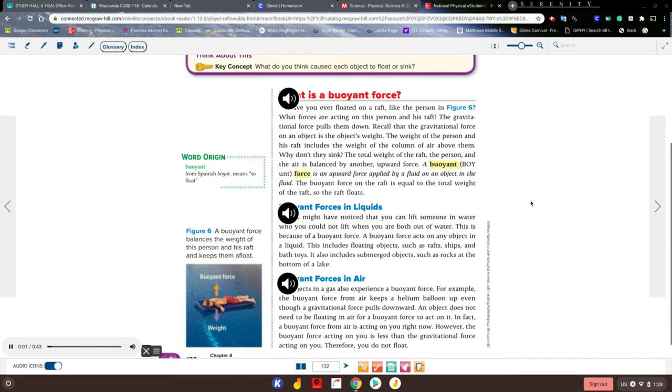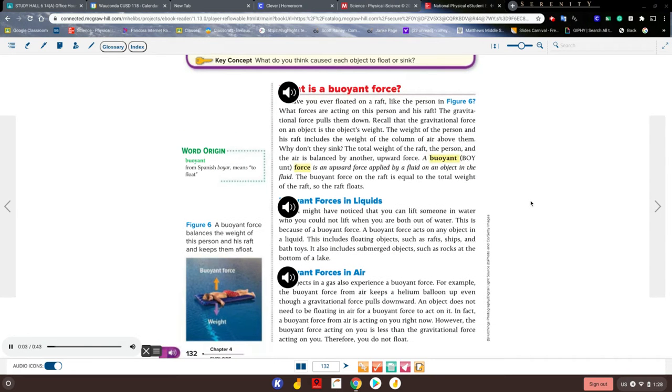What is a buoyant force? Have you ever floated on a raft, like the person in Figure 6? What forces are acting on this person and his raft? The gravitational force pulls them down. Recall that the gravitational force on an object is the object's weight. The weight of the person and his raft includes the weight of the column of air above them.